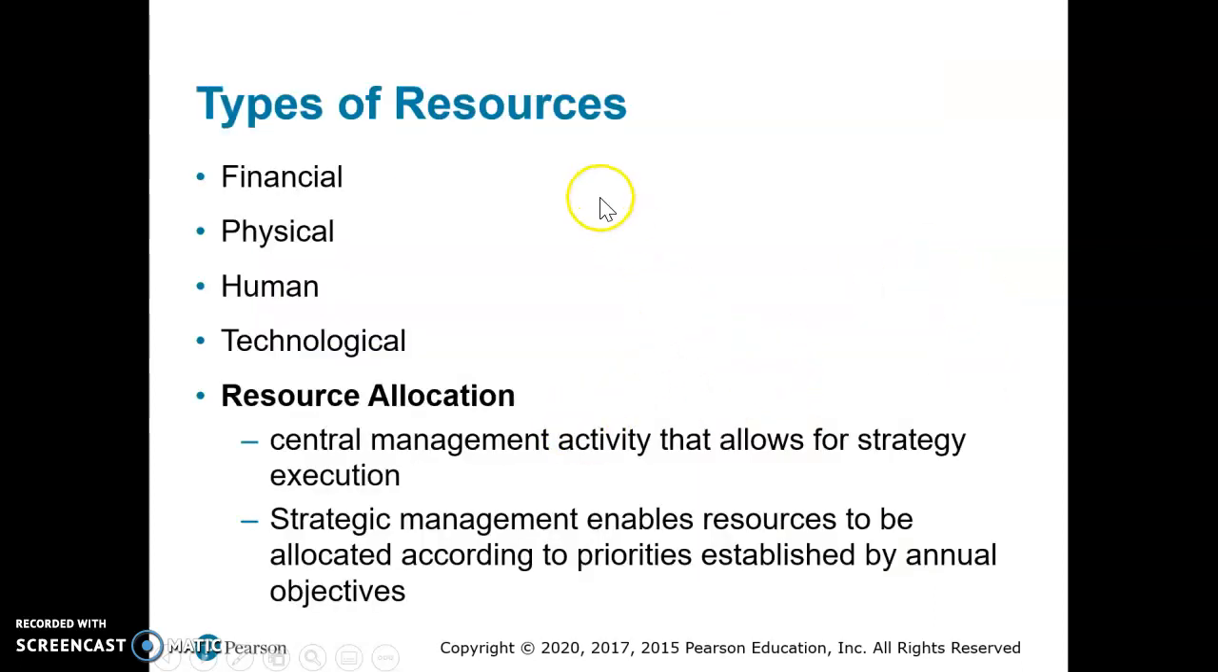We also need to look at our resources. In a business, we have 4 types of resources: financial, physical, human, and technological. And as part of the strategic management process, we need to allocate resources so that we can execute our strategy.